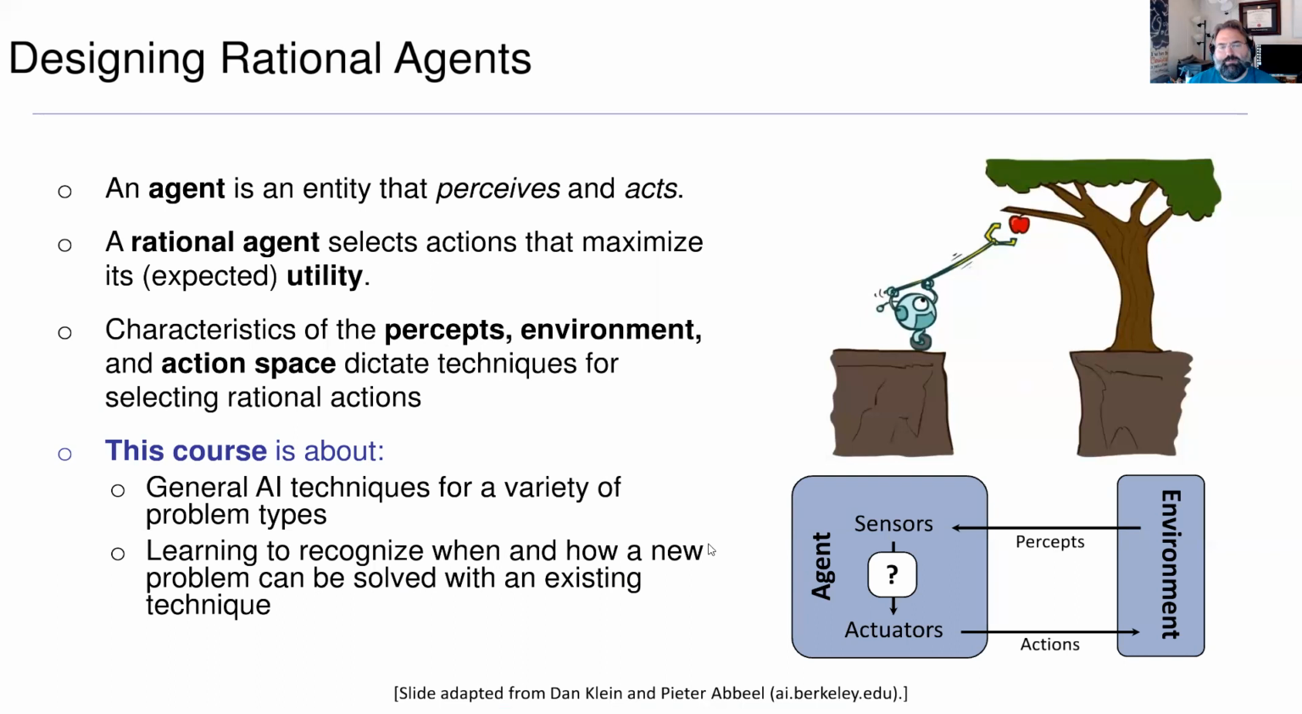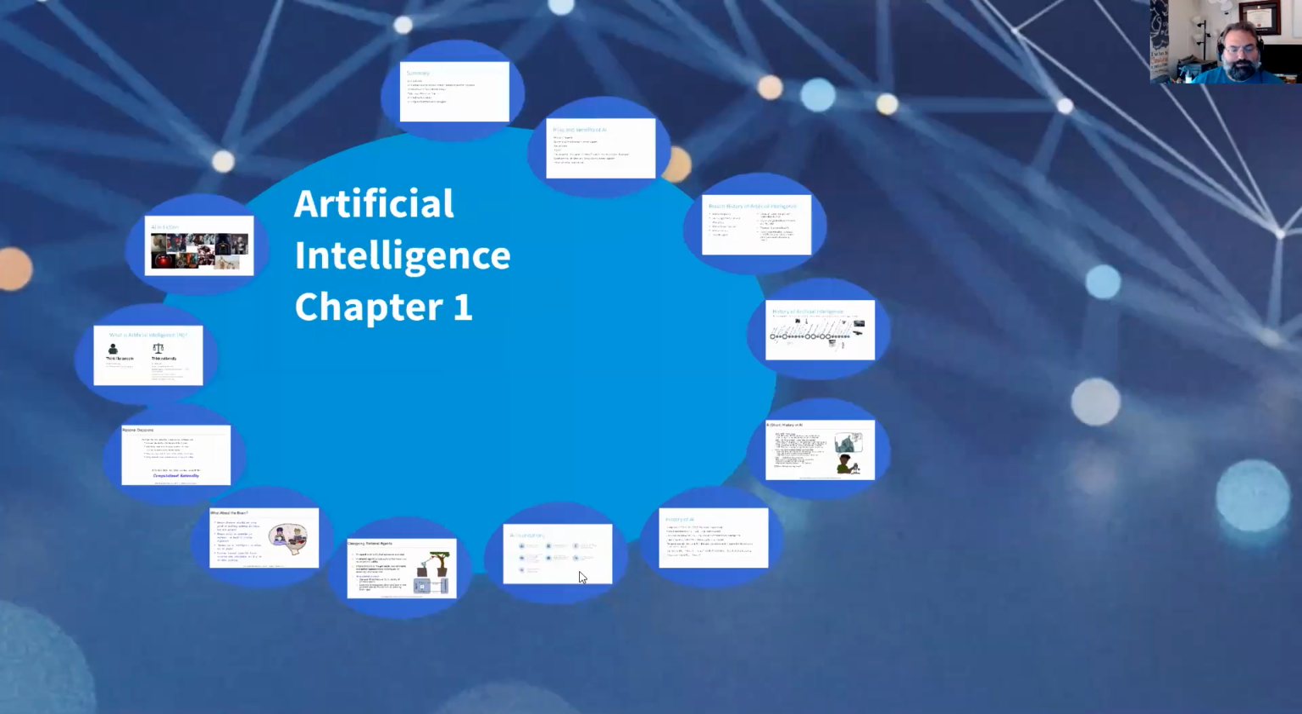And even this last bit is almost hinting at adaptive or reinforcement learning. So learning to recognize when and how new problems can be solved with existing techniques. So figuring out how to solve a problem.